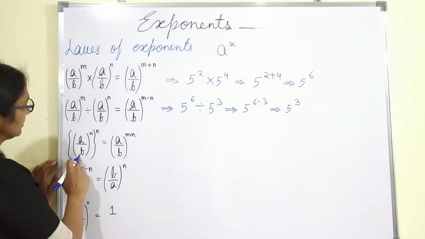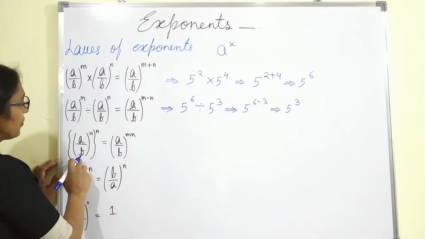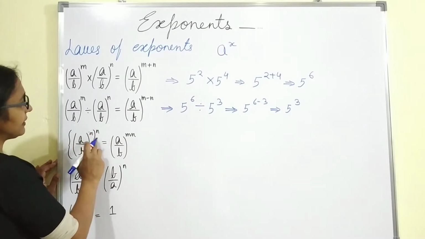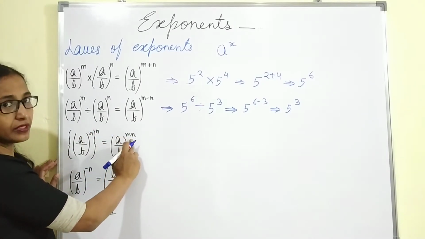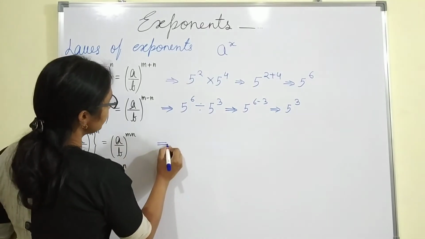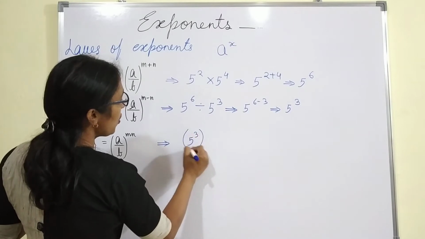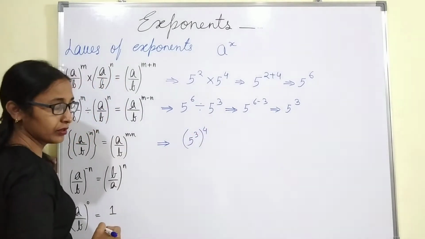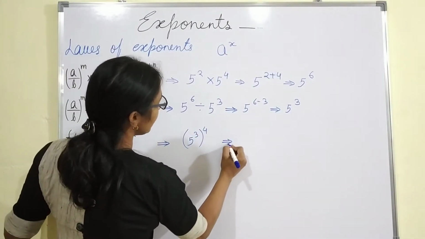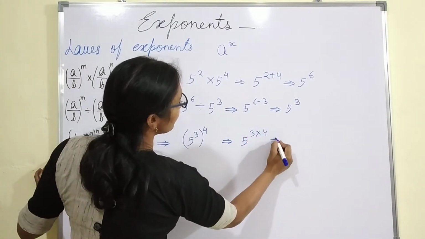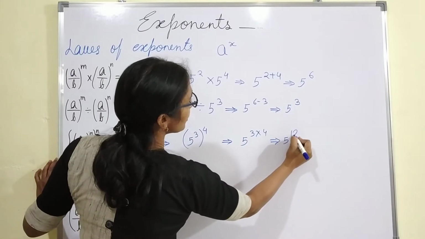Now, next, the base (a/b)^m whole power n. In this case, the powers multiply with each other. So, 5 power 3 whole power 4. The powers will multiply. 3 into 4, 3 fours are 12.